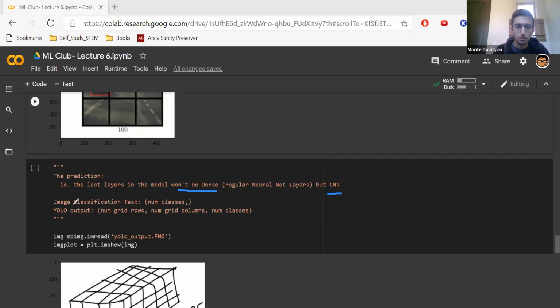And so just to compare this again, in the regular image handwritten digits classification task, the output was a one-dimensional output. We only had 10 outputs corresponding to the number of classes that we have. In this case, the YOLO output is going to be a three-dimensional or two-dimensional output: number of grid rows, number of grid columns, and the number of classes. It's using, again, the same techniques, but just in a slightly different way.